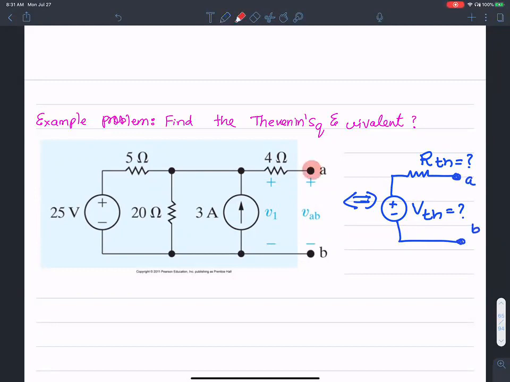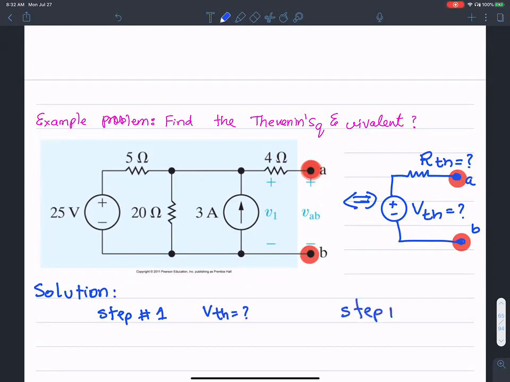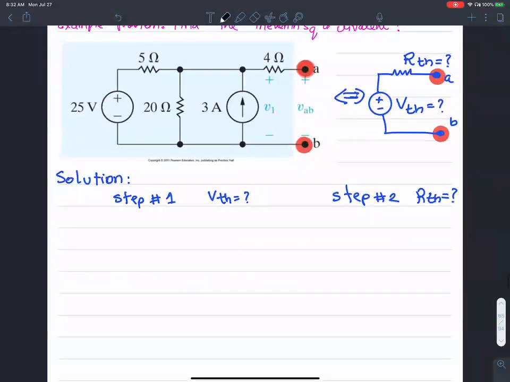If you look at the terminals A and B, the terminal behavior should be exactly the same. So in other words, finding the Thevenin's equivalent solution here involves finding Vthevenin, and another step, finding Rthevenin. There are two steps to it. Let's see if we can follow those steps.